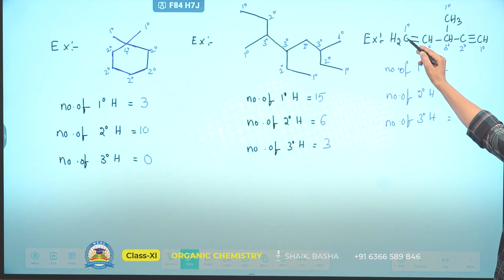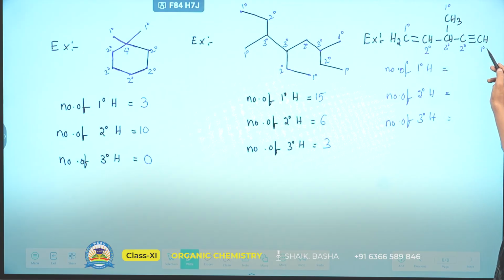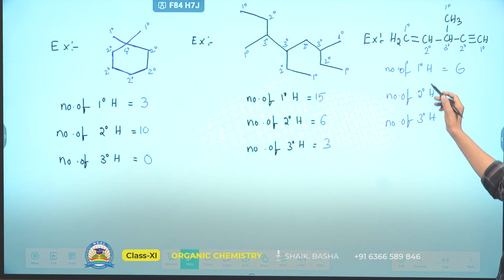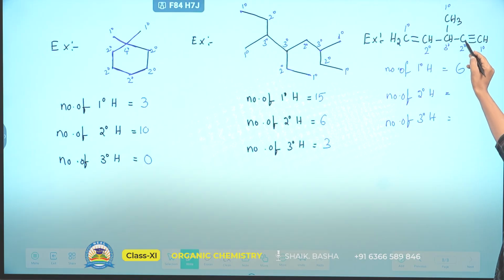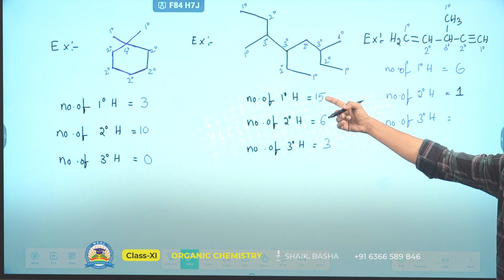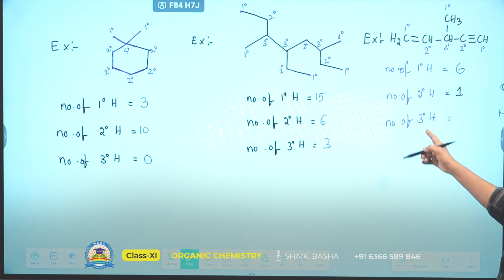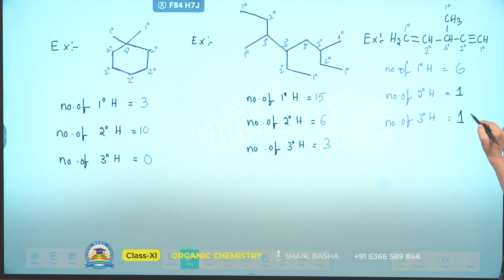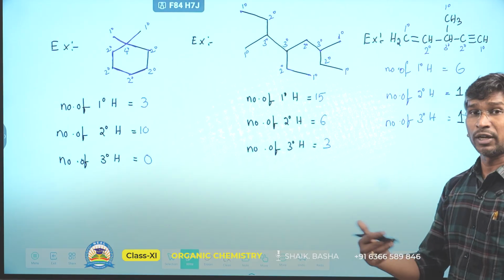Then here primary hydrogens, how many? 2 are there. Here how many? 3 are there. Here how many? 1 is there. So total primary hydrogens are 3 plus 1, 4, 4 plus 2, 6. What about this one? Number of secondary hydrogens. Here only 1 is there. This is also a secondary carbon, but there are no hydrogens because that carbon is already attached to 4 bonds. Here only 1 secondary hydrogen. But previously a single bond secondary carbon is connected to 2 hydrogens. But number of tertiary hydrogens, how many? Only 1. So like that we can give more examples.